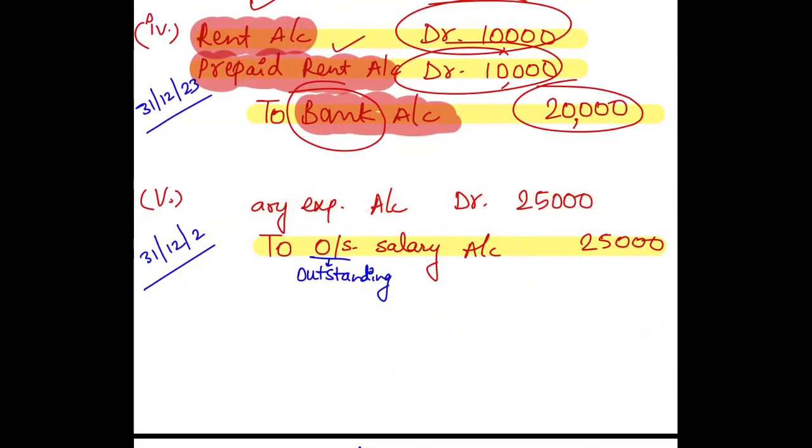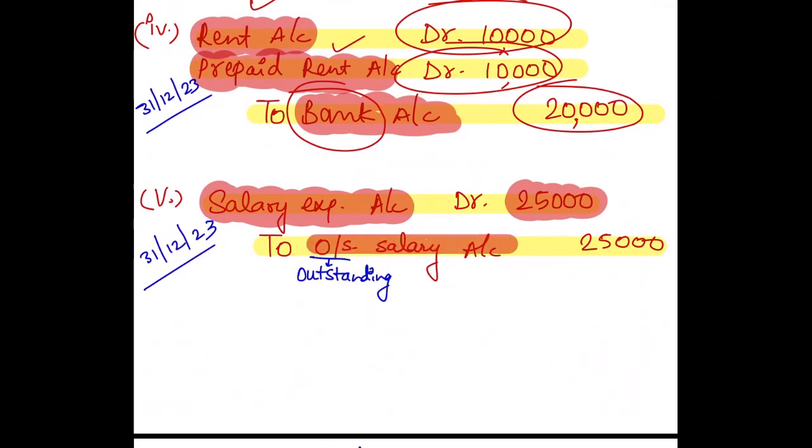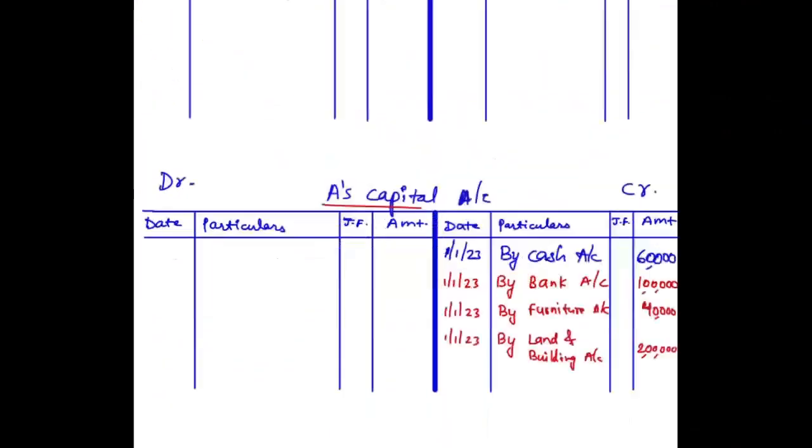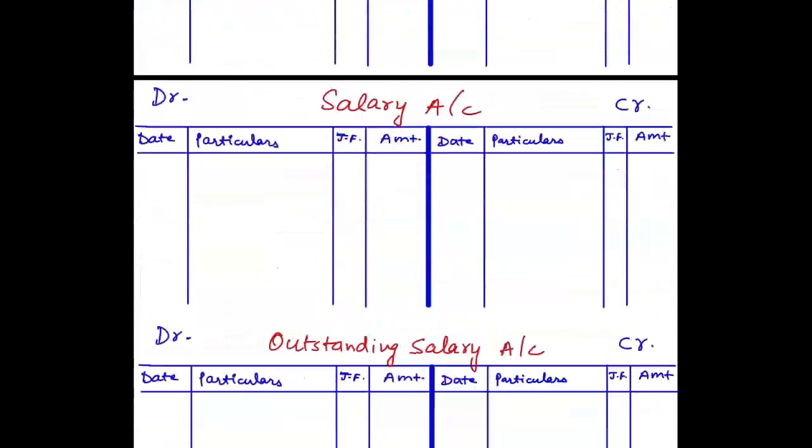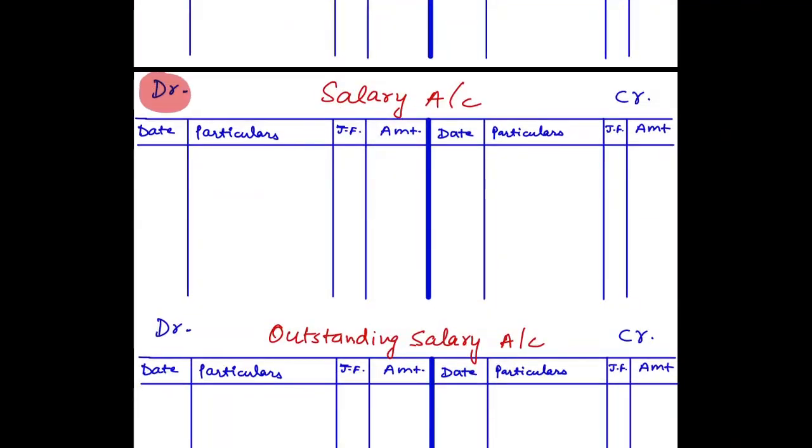Salary expense account to be debited. Salary expense account needs to be debited by 20,000. Have we paid the salary? No, it is still outstanding. To outstanding salary account, that is of 25,000. So salary expense account will be debited. I will write on the debit side.